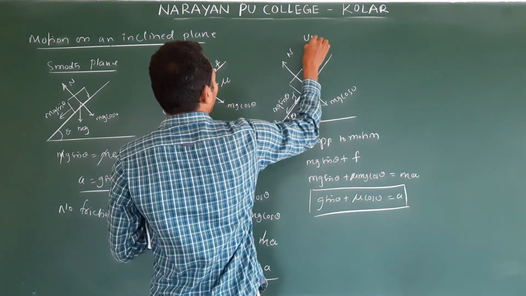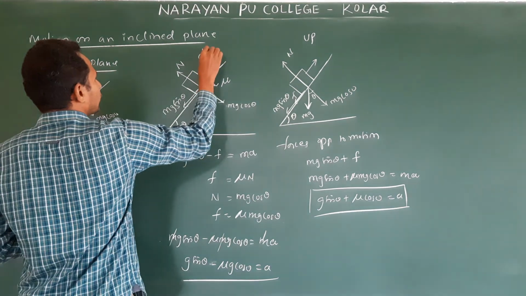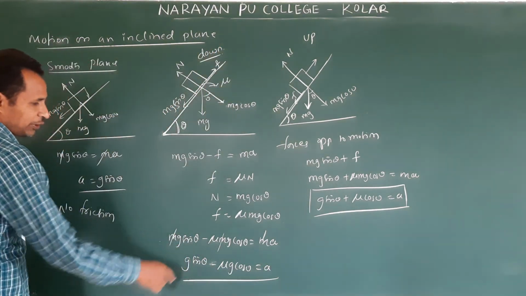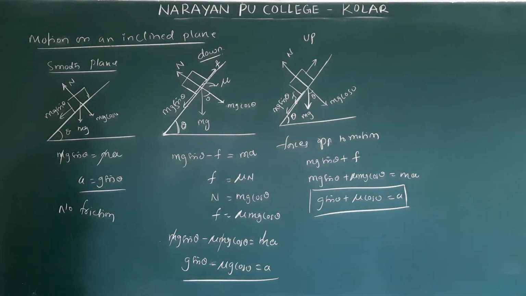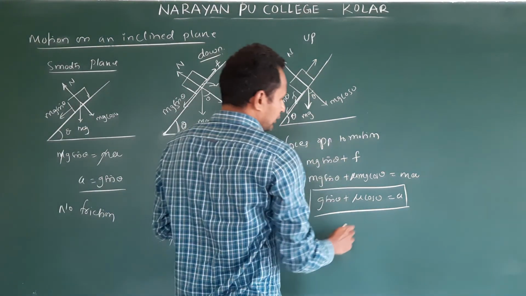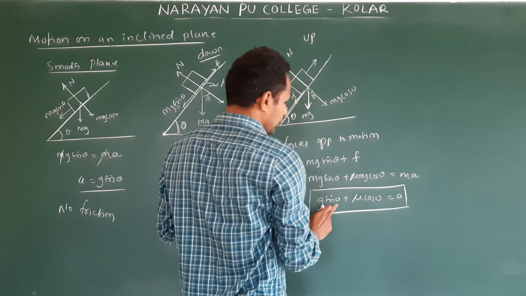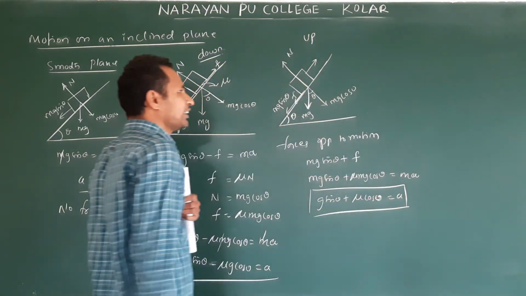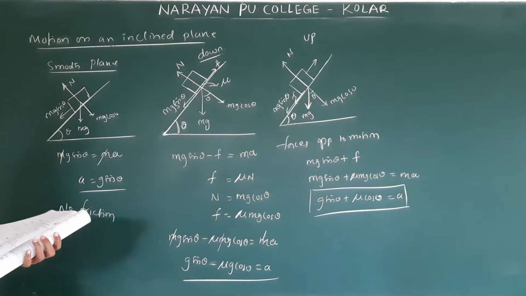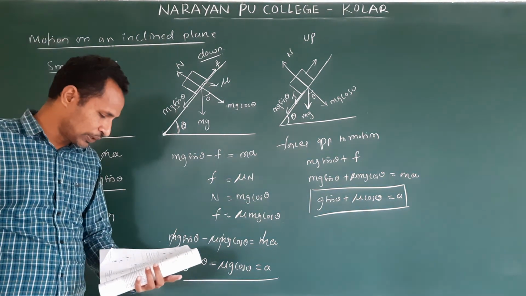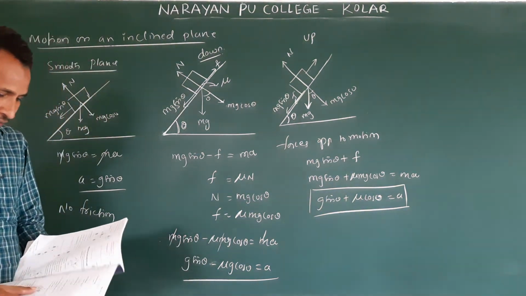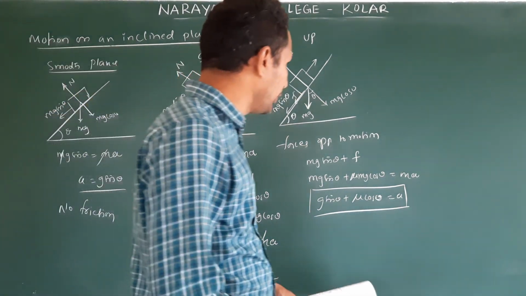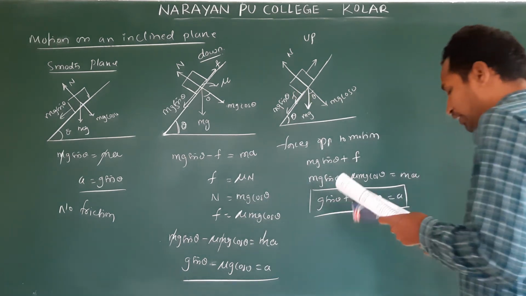Up the plane, it is retardation; down the plane, it is acceleration. When down, a is equal to g sin theta minus mu g cos theta. Up the plane, a is equal to g sin theta plus mu g cos theta. But this is not acceleration, it decelerates the object. Understand? So remember these two formulas, down the plane and up the plane. Clear? Next we will see example problem 19, first question.